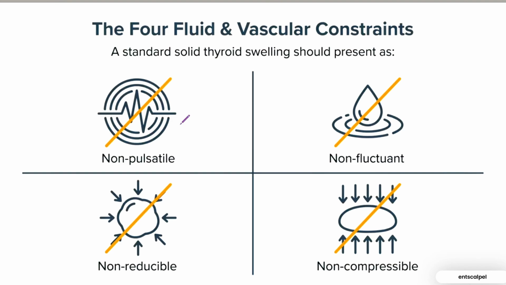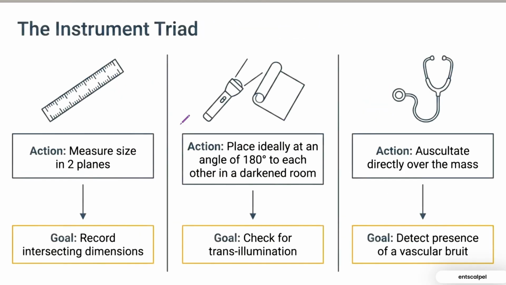So once the hands have gathered every possible piece of tactile data, ruling out fluid, ruling out hernias, mapping the borders, the doctor finally brings in the toolkit. Finally. But even then, looking at this training material, the technology is remarkably low tech. The text lists exactly 3 instruments. The tools are simple, but the application is highly specialized. First, they use a foot or ruler to measure the size of the swelling in exactly 2 planes, establishing highly accurate dimensions. Second, they use a stethoscope to listen directly over the swelling for a bruit.